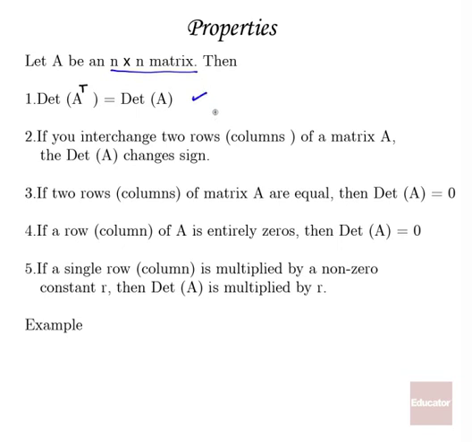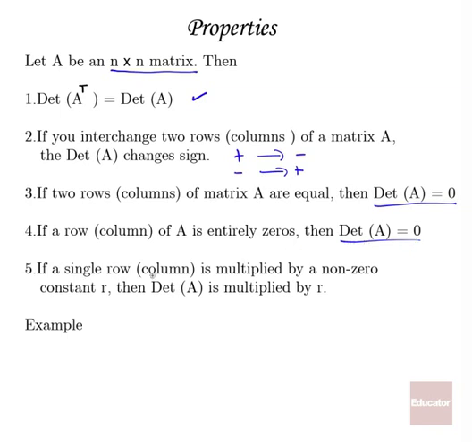No change. If you have a matrix and you interchange 2 rows or 2 columns, this way or this way, of the matrix, the determinant changes sign. So it goes from positive to negative, negative to positive, positive to negative, negative to positive. If 2 rows or columns of a matrix are equal, then the determinant equals 0. Nice and simple. If a row or a column of A is entirely zeros, then the determinant, again, is equal to 0.